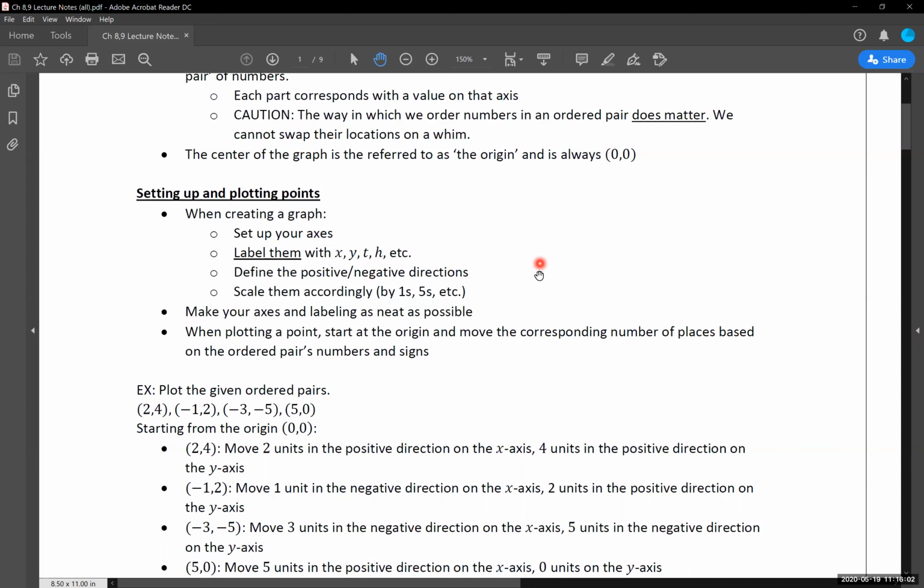So when we have done all of this setup, when we are plotting a point, we're going to start at the origin and move the corresponding number of places based on the ordered pair's numbers and their signs. So we're always starting at the origin. We're saying, okay, am I going positive or negative along the x-axis, and by how much? Am I going positive or negative along the y-axis, and by how much? We just count those out. Once we have counted both in the x and the y direction, or however we have it labeled, we plot the point on the graph, and bam, we are done.